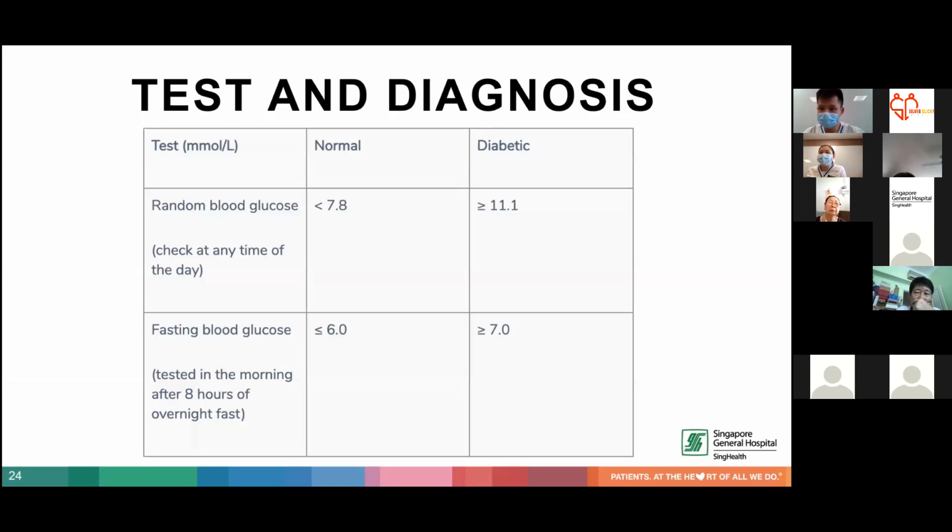For normal people, it will be below 7.8, while for people with diabetes, it will be more than or equal to 11.1. As for fasting blood glucose, which is the test to actually determine whether a person has diabetes or not, you require fasting. For people who have normal fasting blood glucose, it will be less than 6, or for people who are diabetic, it will be more than or equal to 7.